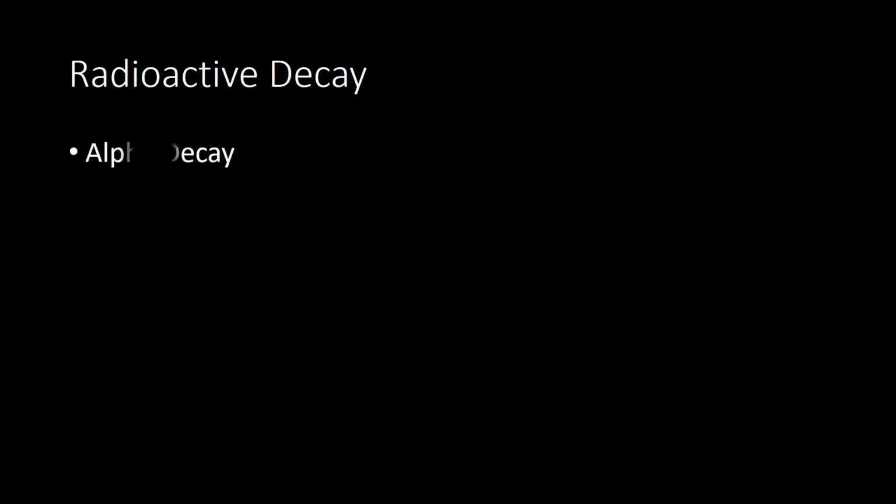Now we want to take a look at radioactive decay. So this is actually how we figure out how things have started and ended. And there's three main types of radioactive decay we need to talk about. The first is alpha decay.